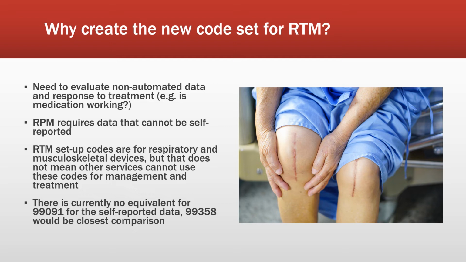The setup codes for RTM are for respiratory and musculoskeletal devices, but that doesn't mean that you can't use other kinds of devices or, again, talk to the patient for the management and treatment part, which is the most important part. Right now, there's no equivalent for 99091 for self-reported data, and you'll see that in the parameters. I think the closest code is 99358, which is the indirect prolonged services code when the provider is spending 30 minutes or more outside of patient care. I think that's the closest comparison that we have right now. So let's look at an example.